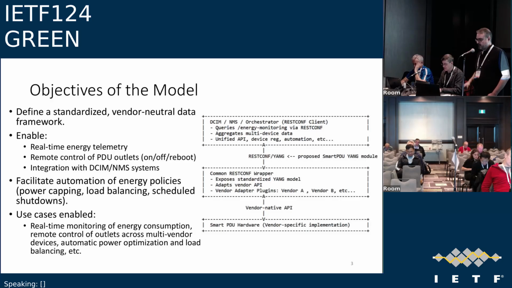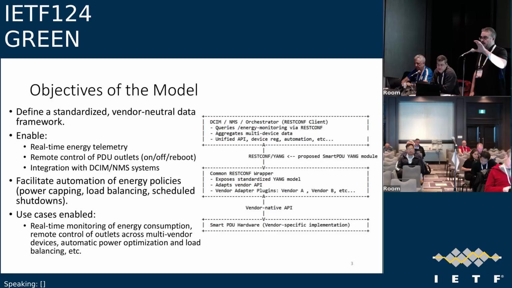You can see a picture of what we have in mind on this. What we assume is that there will be either network management systems or cloud management systems operating on top of the infrastructure. You see that the API that we are defining would be that RESTCONF YANG interface that we are highlighting there, thinking of having a common wrapper that interacts with the diversity of the different proprietary implementations of the smart PDUs. We assume that each smart PDU will have its own vendor-native API, so we will need this intermediate layer in order to adapt and work with these particular implementations case by case.